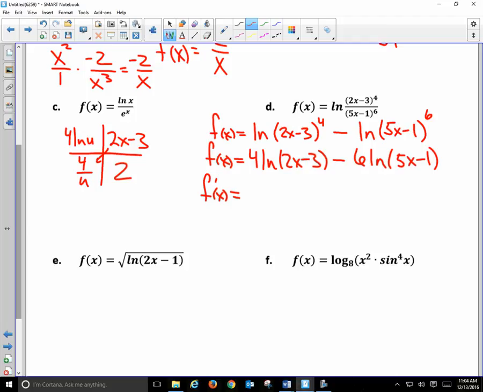Okay. When we multiply, we get 8 over 2x minus 3. Now, if we continue that kind of pattern, if you notice, the 4 is just a multiplier. All we had to do is take the derivative of the inside. What's the derivative of the inside here? 5 times the 6 will be 30 over 5x minus 1. So, if you want to make the boxes, that's fine. But after a while, hopefully you get good at taking the derivative using the chain rule rather quickly.